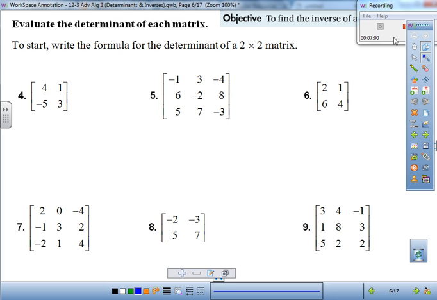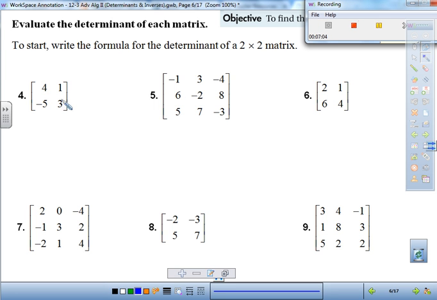Okay, so let's actually try this first one here, to find the determinant. So we're going to start here, multiply. 4 times 3 we get 12, and then subtract negative 5 times 1, so we're going to subtract negative 5. So we get 12 plus 5, change that to a plus, and the determinant of this matrix is 17. The determinant of the matrix that goes with number 4 is 17.